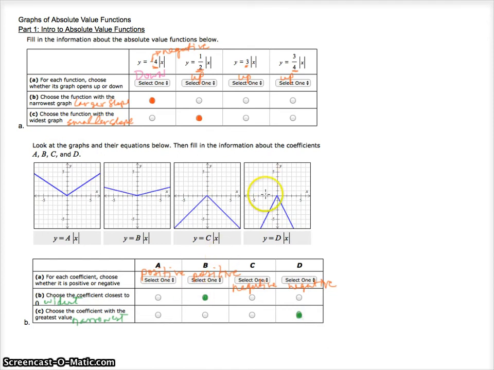Alright, so just identify positive, negative, narrow, wide. And then up here for part A is look at the slope to determine up, down, and then whether it's the largest or smallest. Good luck.